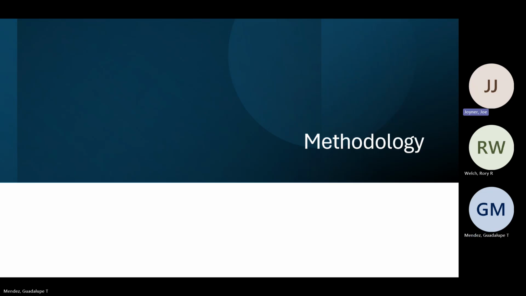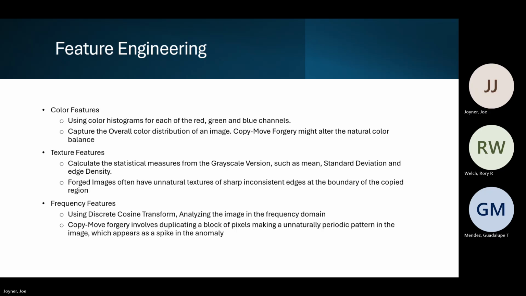Thank you, Lupe. Our approach to detecting forgeries is a multi-stage machine learning pipeline that transforms images into a set of representative features and then uses classification algorithms to distinguish between authentic images and the altered ones. First, we perform feature engineering, the goal being to extract a numerical feature vector from each image that captures the essential characteristics.